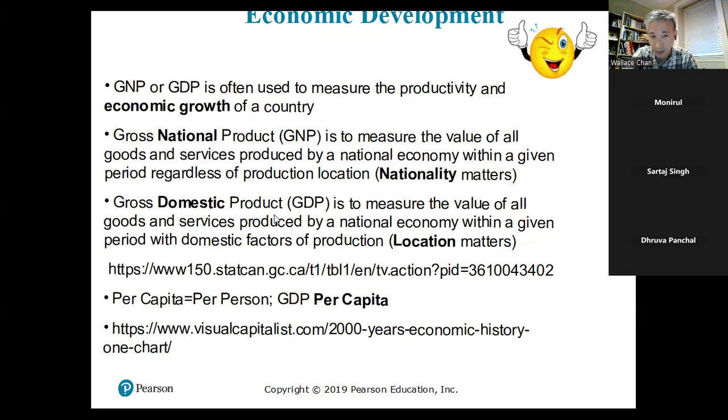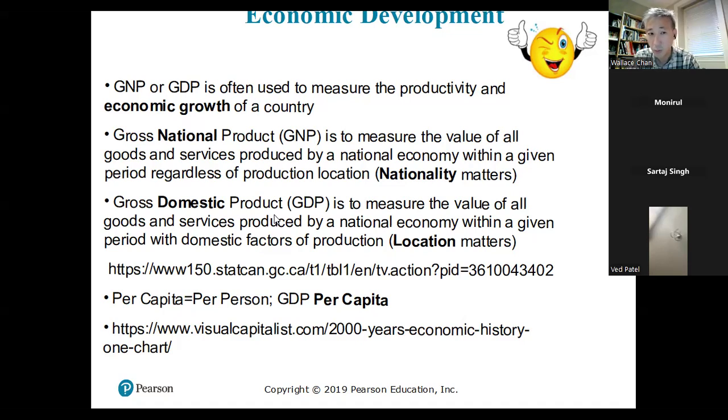Now, the difference is about the middle word. GNP, the middle word is national, meaning that it has to do with nationality. When we talk about GNP, it is to measure the value of all the goods and services produced by a national economy within a given period of time, regardless of production location. Now, what does it mean?